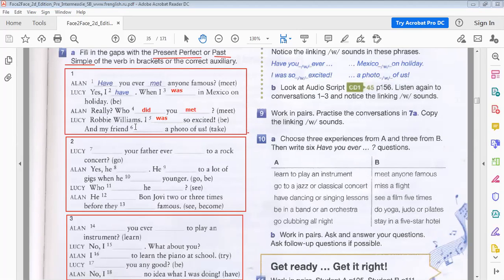Okay, second conversation. Suhaib and Selma, you can do the second one. Lucy, you can start. Selma, you're Lucy. Has your father ever been to a rock concert? Yes, he has. He went to a lot of gigs when he was young. Who did he see? He saw Bon Jovi two or three times before they became famous.